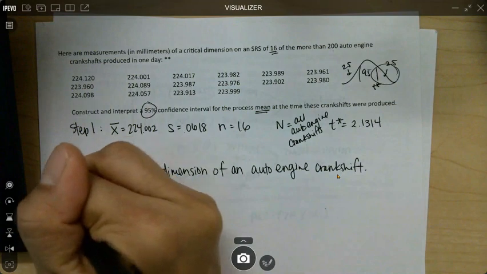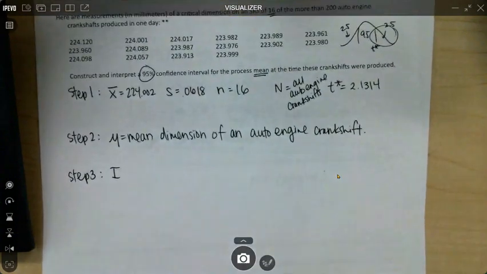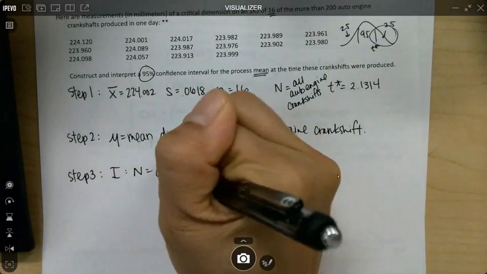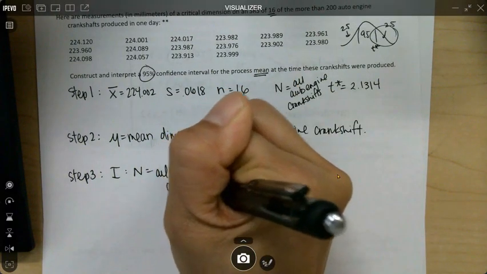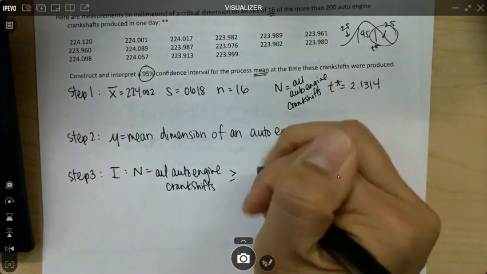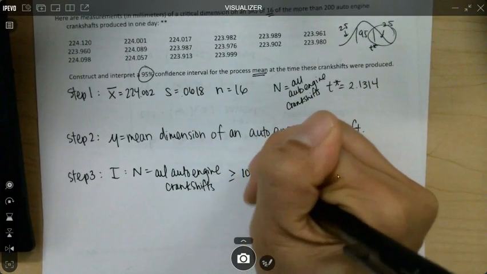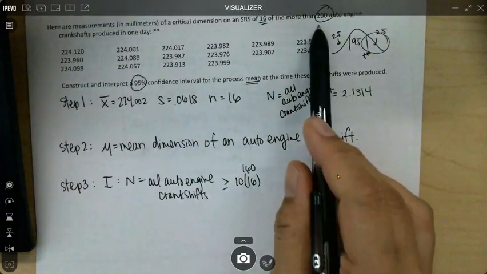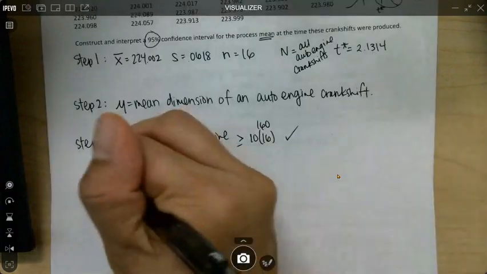All right, so step 3, we're going to check our conditions. So the same conditions we've been checking. So the independence condition: big N, which is all auto engine crankshafts, is greater than or equal to 10 times 16, which is 160. So actually this problem tells us our population size is 200. So 200 is bigger than 160, so that condition's met.